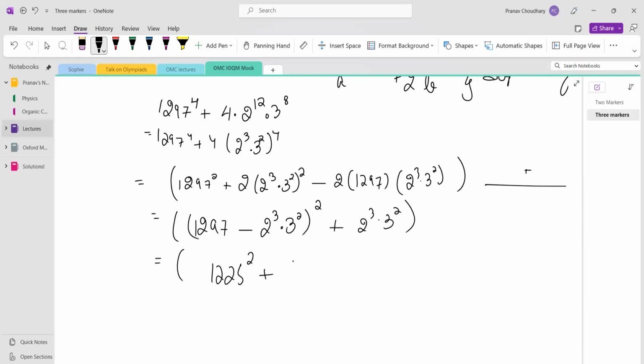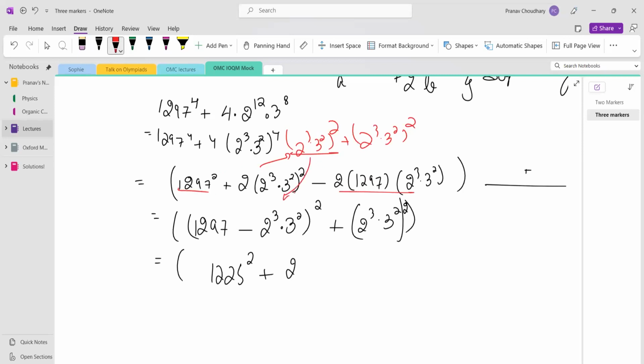I don't think so. Plus 2 times. Oh, yeah, there's a square here. Okay, I'm making so many silly mistakes. Yeah, there should be a square here. Basically, I write this as 2 cube times 3 squared whole square plus 2 cube times 3 squared whole square. And I take this, and this.